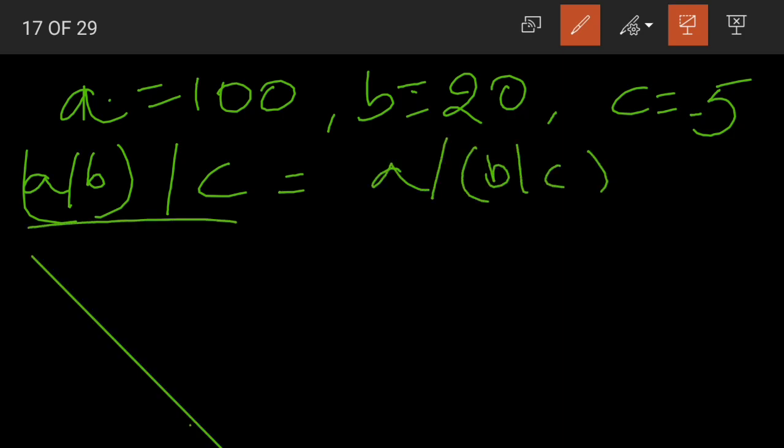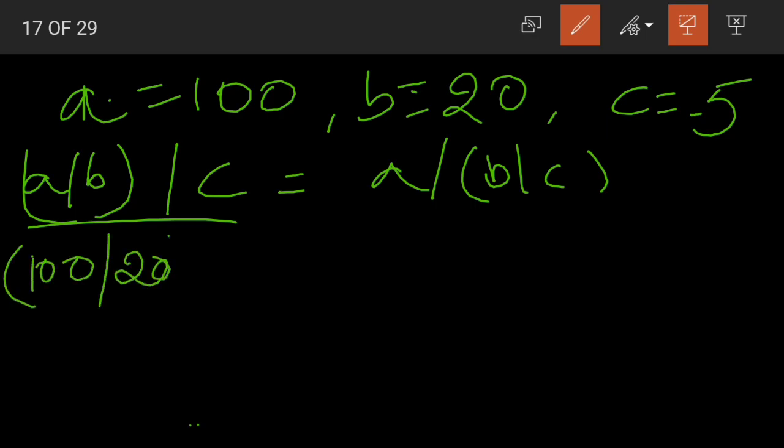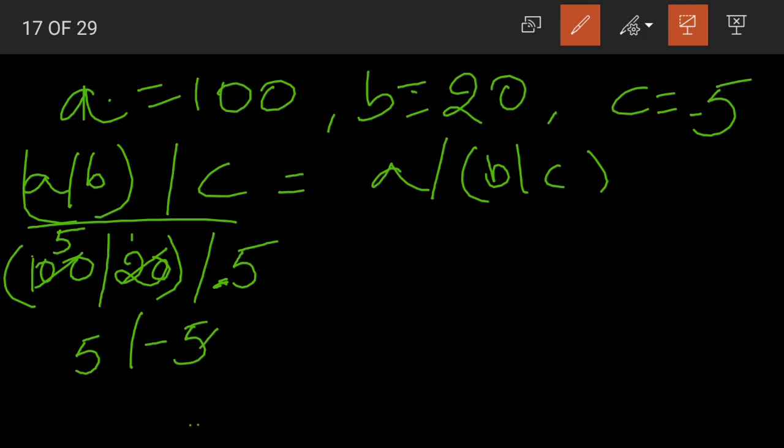Coming to the LHS, 100 divided by 20, whole divided by minus 5. What is 100 by 20? 20 fives are 100, so 5. Then 5 divided by minus 5. 5 ones are 5. Coming to the sign, one is negative and the other is positive, so the answer will be negative: minus 1.